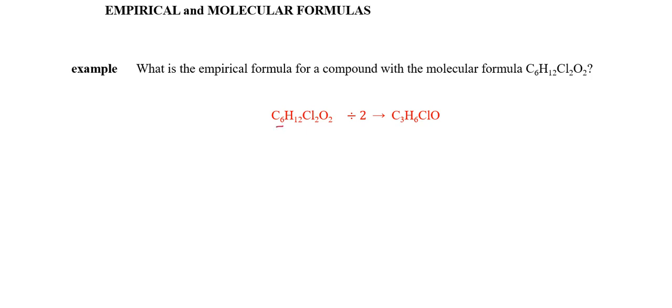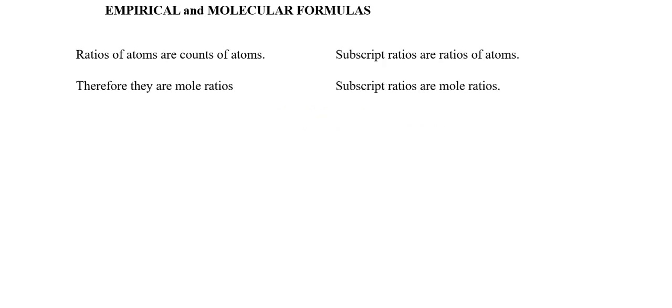If you notice these ratios, 6 to 12 to 2 to 2, 3, 6, 1, 1, those things are counts. So those are moles. This is a mole ratio we're developing. The ratio of atoms are counts, therefore they're moles of atoms. So subscripts, you don't think about it too much, but when you say H2O is 2 H's and 1 O, that's a mole ratio.